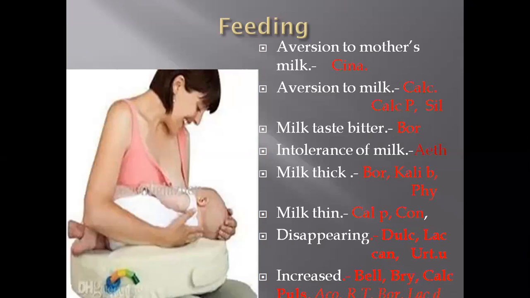Another group of patients will complain of aversion to milk. That means the baby is not interested in taking any form of milk. It may be the cow's milk, it may be the goat's milk, it may be the artificial milk, or it may be the mother's milk. In those cases, you have to remember at least 3 medicines: Calcarea carb, Calcarea phos, and Silicea.